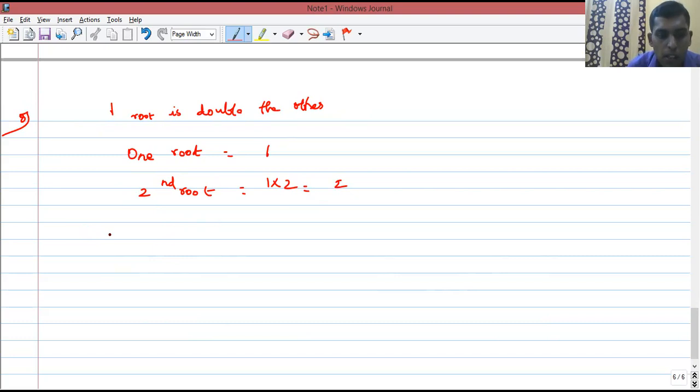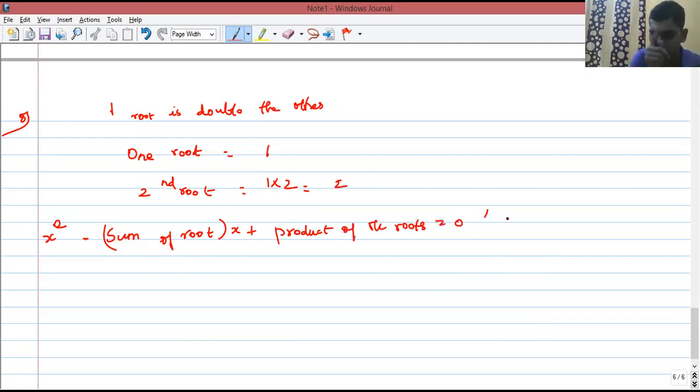You know the formula: x square minus sum of the roots into x plus product of the roots is equal to 0. This is how you form an equation using the sum and product of the roots. Sum of the roots is 3, so x square minus 3x plus the product of the roots, which is 2. This is the equation that can be formed using the two roots of the given condition.